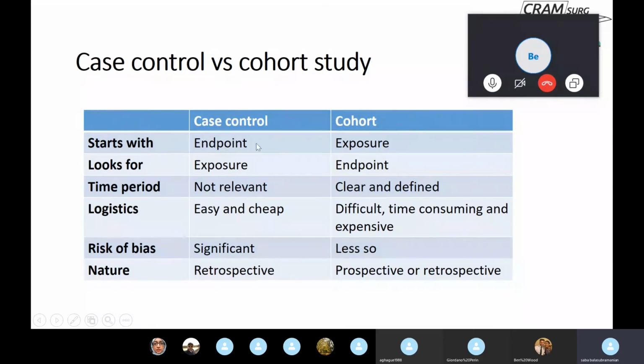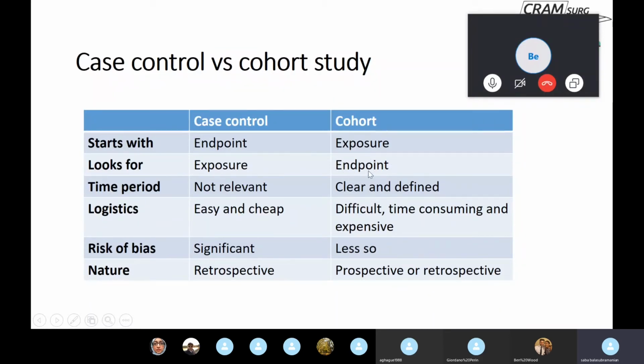So in a case control study, you're starting with the endpoint. Like I say, if you're looking at the relationship between appendicectomy and the development of colitis, you're starting off with people with colitis and people without colitis. And then you're looking for the exposure, which is previous appendicectomy. Whereas in a cohort study, you're starting with the exposure, which is have they had an appendicectomy, and then you're looking for the endpoint over a period of time. Okay, so keep that in mind.